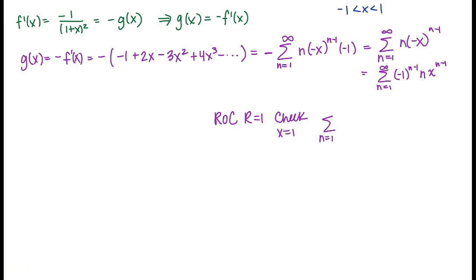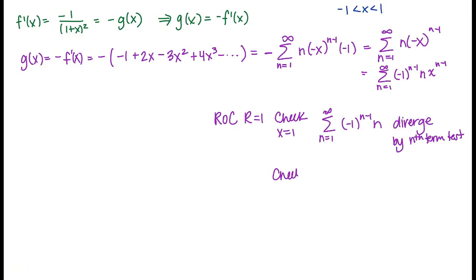So that's going to be the sum from n equals 1 to infinity. Now if I let x equal 1 in this power series right here, then all I have left is -1 to the n minus 1 times n. And so here, by the nth term test, or the test for divergence, we can see that this particular series is going to diverge. Those terms are just going to bounce back and forth between 1 and -1. So it diverges by the nth term test.